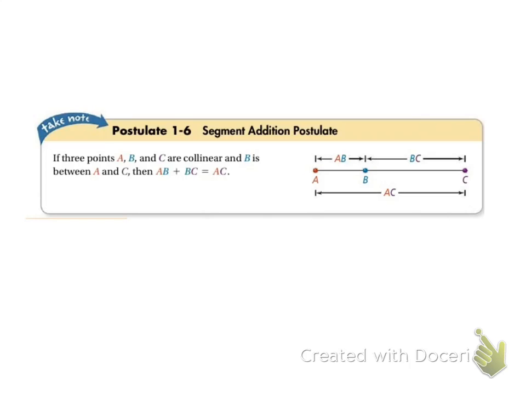Okay, postulate 1.6 is the segment addition postulate. It says if 3 points A, B, and C are collinear, which means they all share a line, and B is between A and C, then AB plus BC equals AC. So let me mark that on here. AB plus BC is the whole thing, AC.